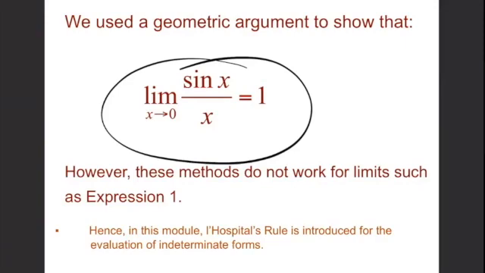We cannot say that this is 0 over 0 because, as I have said, there is a geometric argument that shows this is equal to 1. So we cannot make use of L'Hôpital's rule for this one.